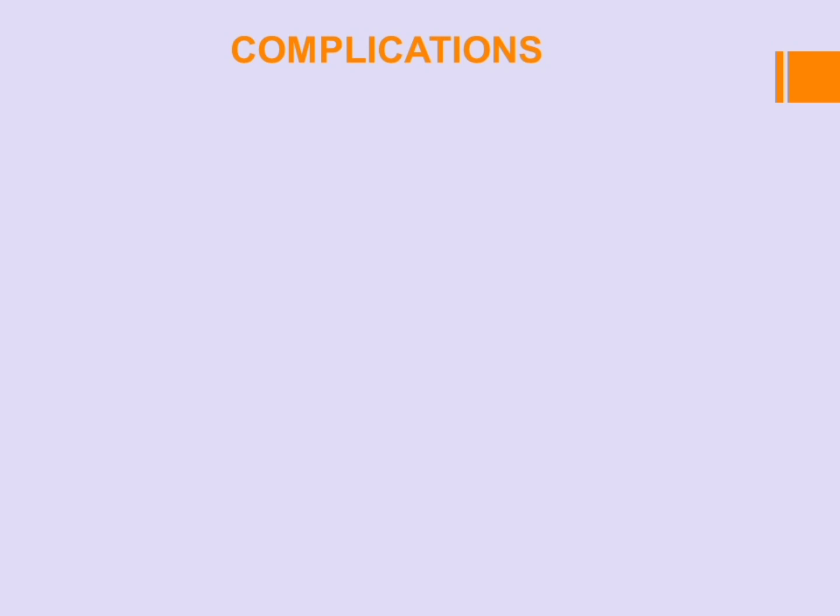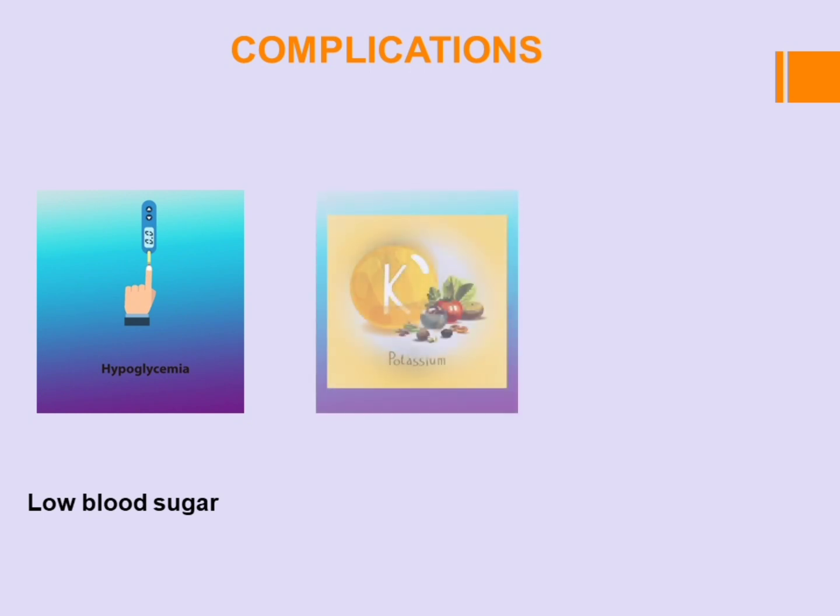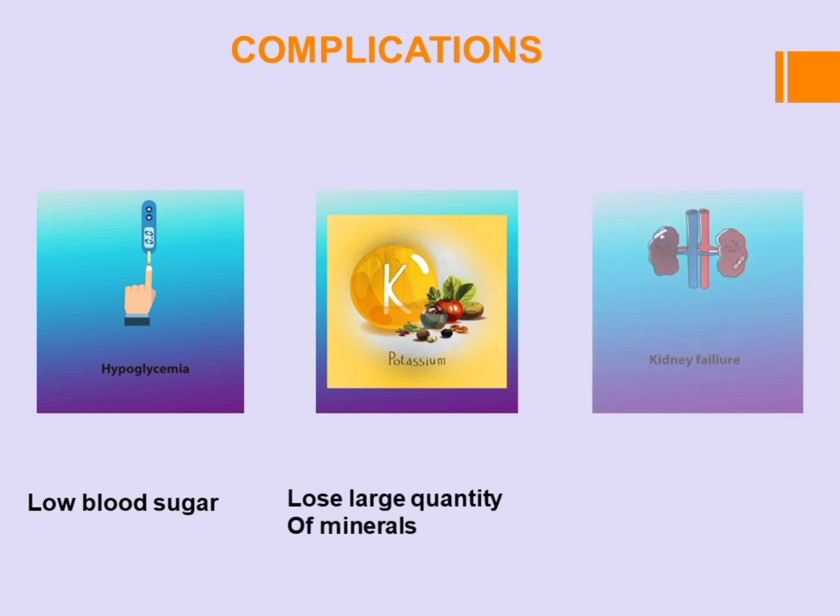Complications: hypoglycemia. Dangerously low levels of blood sugar can occur when people become too ill to eat. Low potassium levels: people with cholera lose large quantities of minerals including potassium in their stools. Kidney failure: when the kidneys lose their filtering ability, excess amounts of fluids, some electrolytes and waste build up in the body.